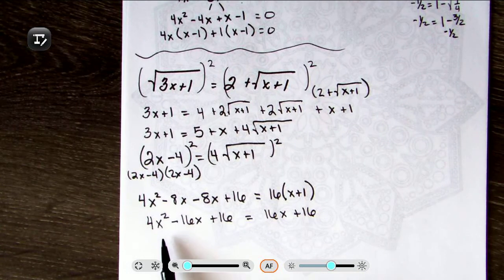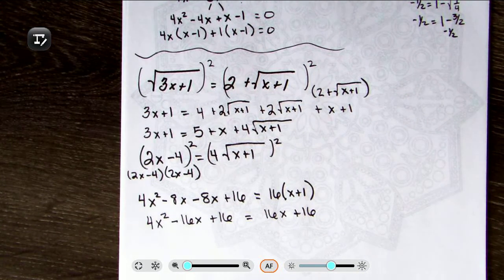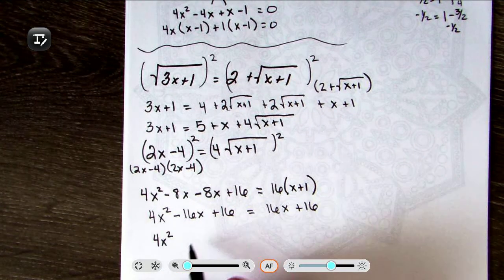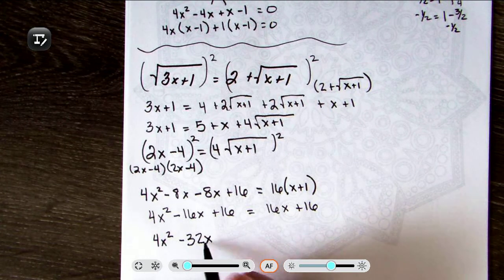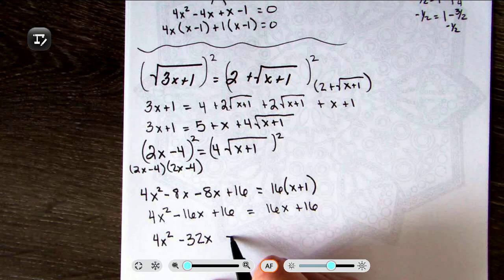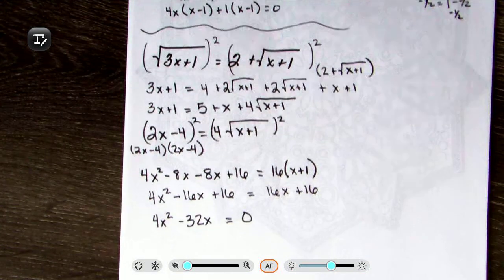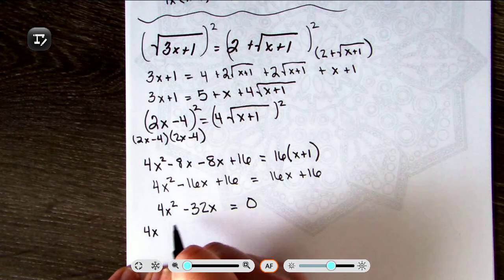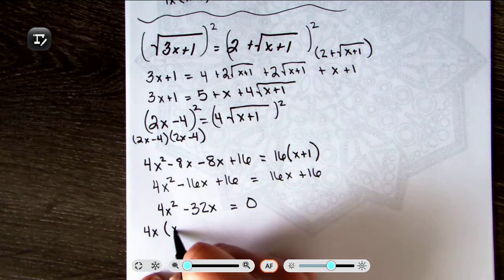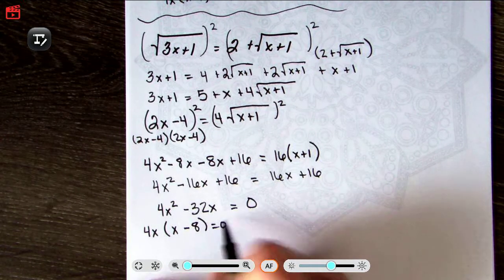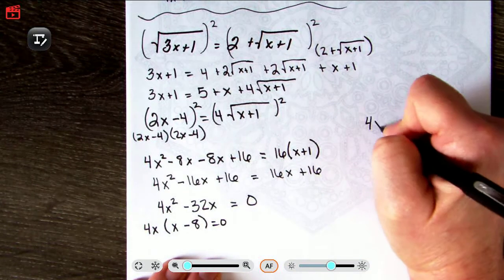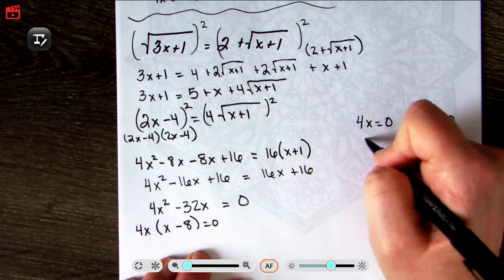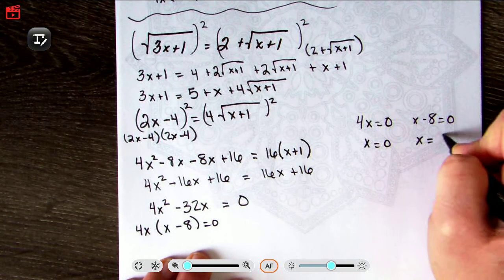It is a quadratic, so I am going to move everything to one side. So I'm going to subtract 16x from both sides, so that becomes a 32x. Subtracting 16 makes those disappear. I can factor out a 4x on both of these, and I'm left with an x minus 8. So either 4x is equal to 0, or x minus 8 is equal to 0. So either x is 0 or x is 8.